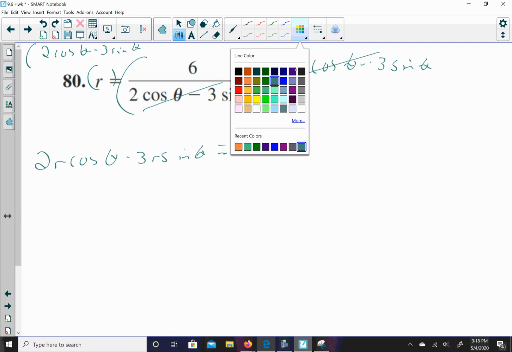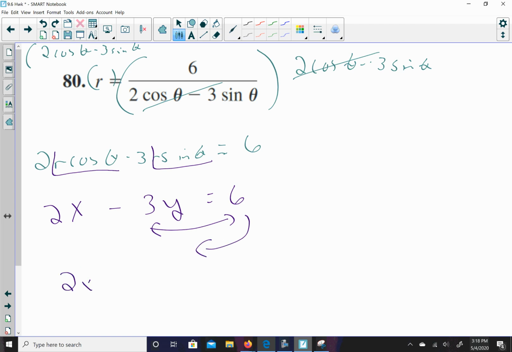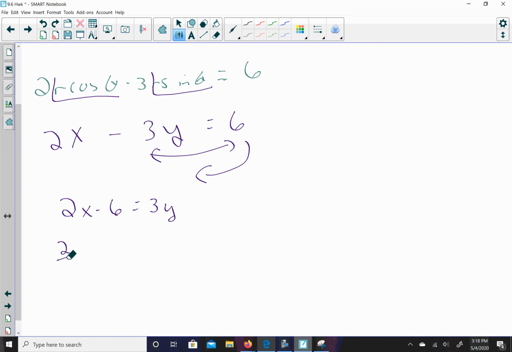Remember that r cosine is equal to x, r sine is equal to y. So I'm going to have 2x minus 3y is equal to 6. You can leave it like that, or you can solve for y. So I'm going to bring this over, and this over. So I'm going to have 2x minus 6 is equal to 3y. Divide everything by 3 to put it in slope-intercept form. 2/3 x minus 2 is equal to y. And that would be the equation in rectangular form.